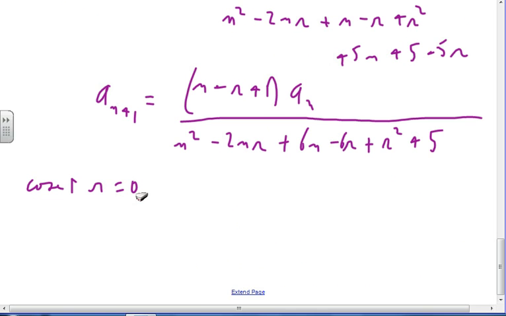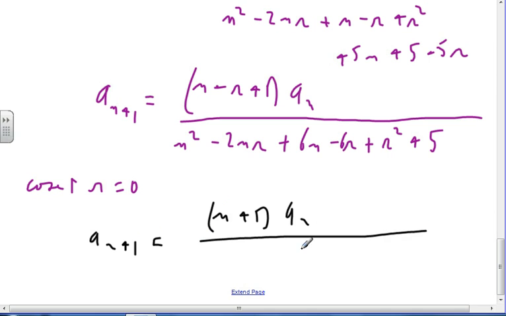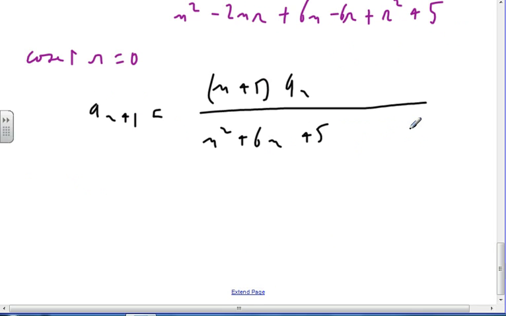All right, recurring formula. a_{n+1} equals (n+1) a_n divided by n squared plus 6n plus 5. Okay, this bottom is going to factor: (n+1)(n+5), right? So a_{n+1} is a_n divided by (n+5).